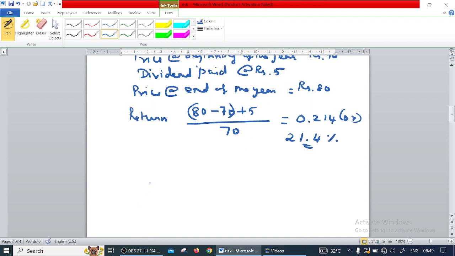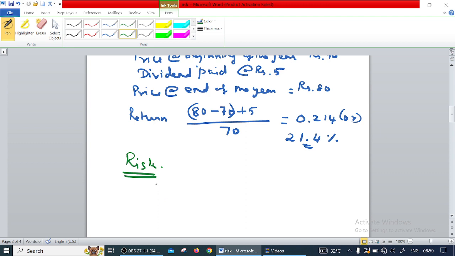21.4 percent is the return. So this is the way you have to calculate the return. This is a very important point, so note it down. Now let's come to risk. We are discussing a very important part of our discussion, risk.